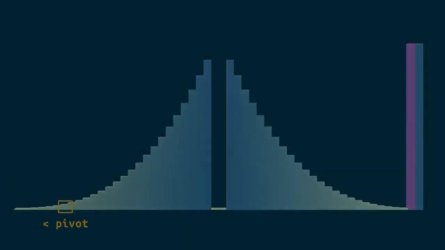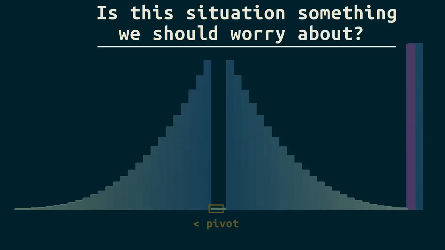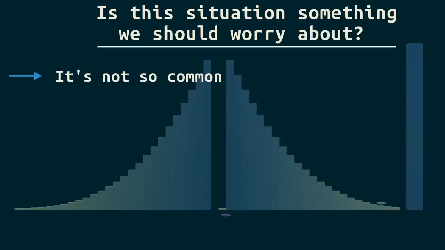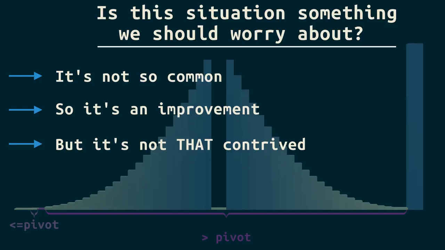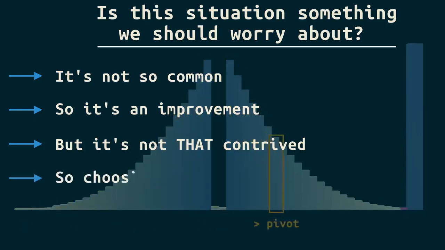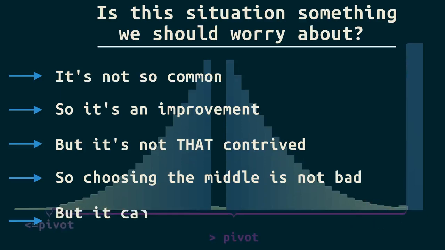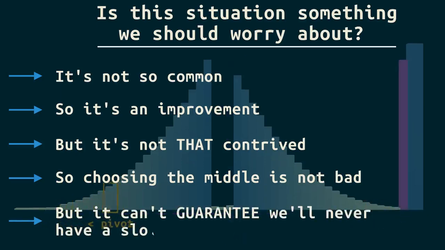Now, is an input like this something we actually need to worry about? Well, it's not as common as an already sorted array, so choosing the middle element as pivot is an improvement. But this input array isn't that contrived. It's just a sorted array glued to the same array in reverse. So choosing the middle is not bad, but it can't guarantee we'll never have a slowdown.